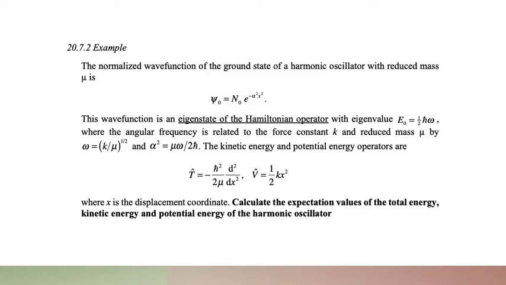Now let's do a little more complex example. The harmonic oscillator, our friend, the harmonic oscillator. We know the ground state wave function, and we know that it is an eigenstate of the Hamiltonian operator, the total energy operator. Total energy is kinetic energy plus potential energy. We know what those two operators are as well. So let's calculate the expectation values of the total energy, the kinetic energy, and the potential energy for the ground state of the harmonic oscillator.